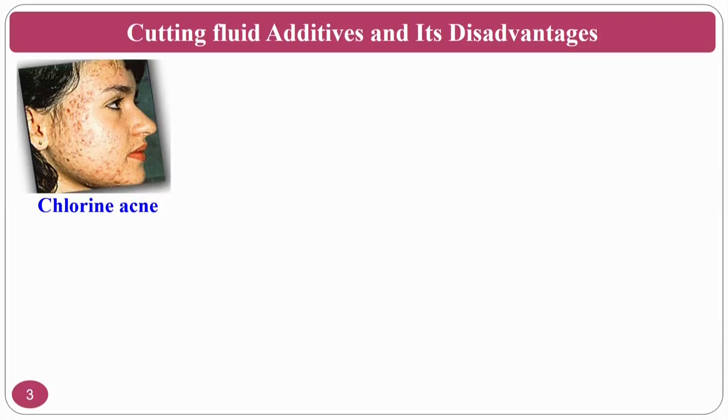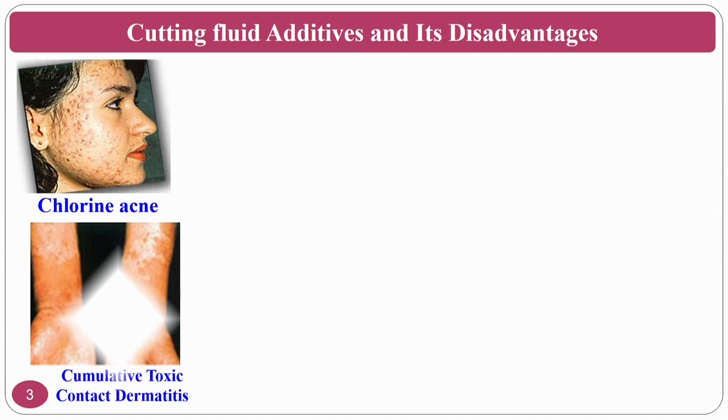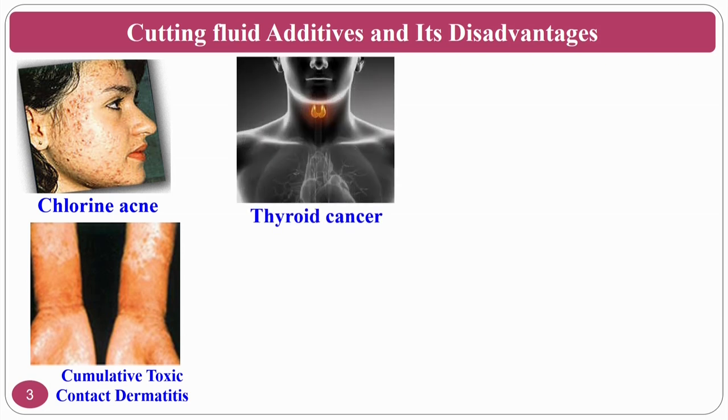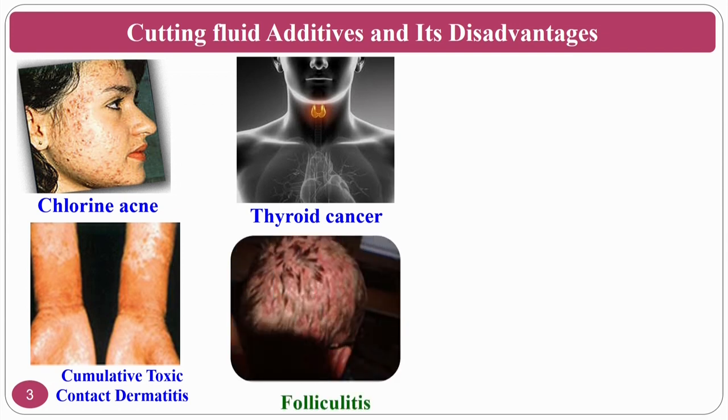Some of the disadvantages that we have also seen, I am going to summarize. One is chlorine, another one is dermatitis, which is contact dermatitis whenever splashing takes place on the operator. Thyroid cancer, whenever you ingest it. Follicle test: when the operator is operating by bending his head and splashing takes place, it will fall on the hair and these oils will go into the pores of the hair, and wherever it occupies, hair growth is not going to take place. That's why irregular hair growth occurs, that is called follicle test.